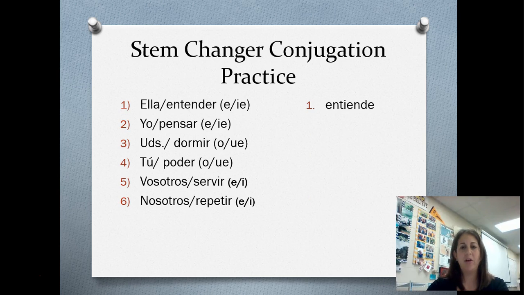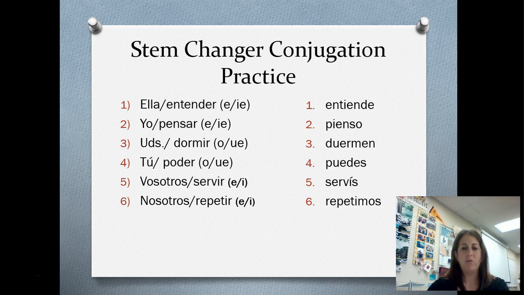All right, here we go. Número 1 should be entiende, pienso, duermen, puedes, servís, and repetimos. So those are your notes.